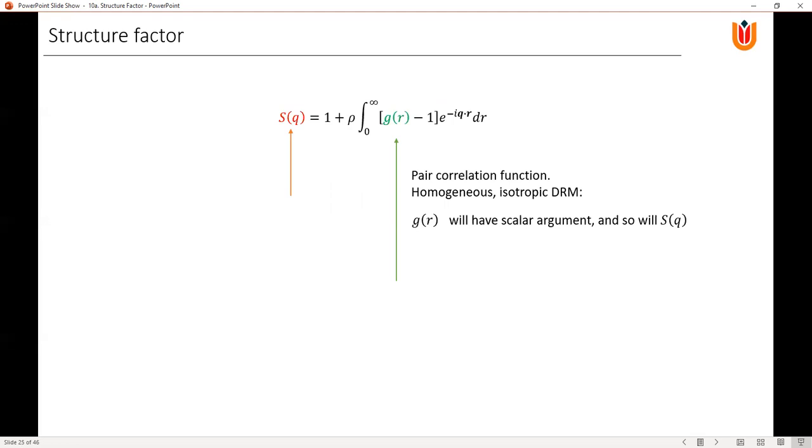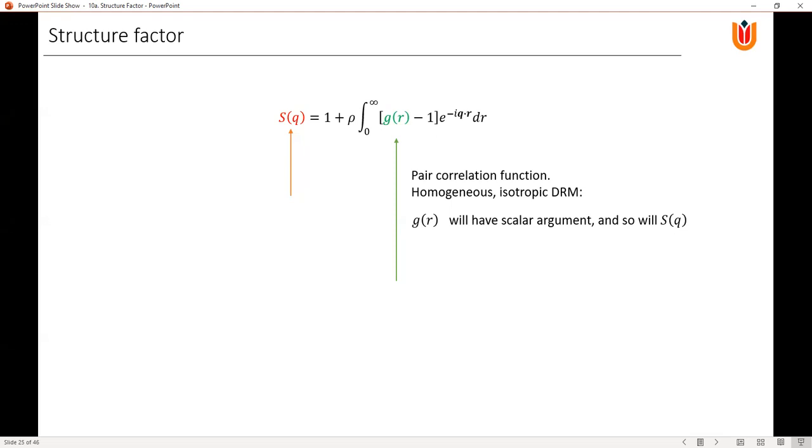There are a few simplifications that we can make. If the medium is homogeneous and isotropic, so homogeneous means that the properties, like average density, are the same no matter where you look. If it's isotropic, that means that no matter under which angle you look at it, it will have the same properties. Then G of R will not be a vector, but just a scalar. We use just the distance, so it becomes one-dimensional. That's fine because then also the Fourier transform will become a one-dimensional scalar.